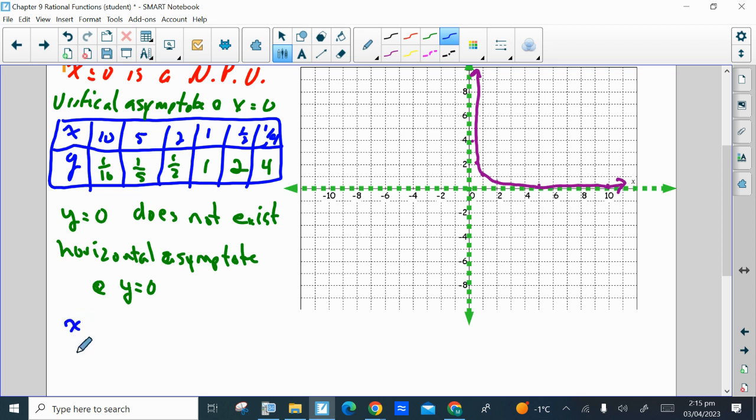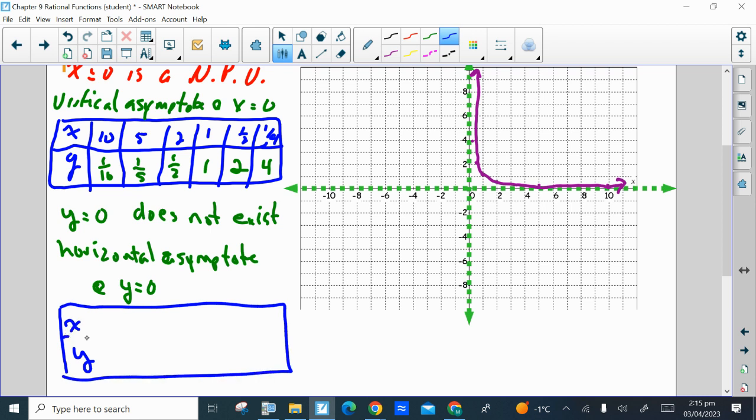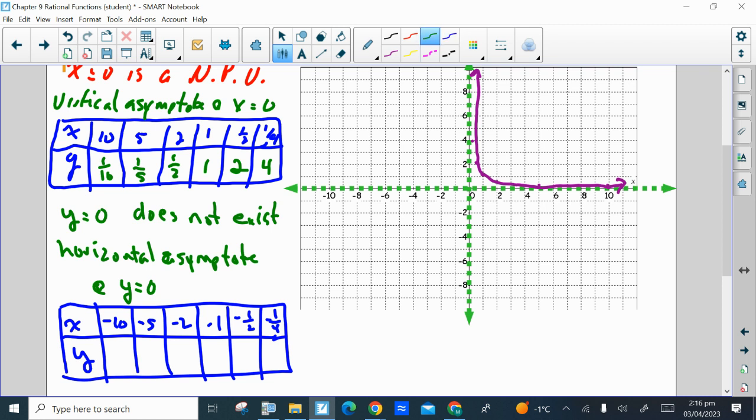So now we can do the same thing when the values of x are negative. Now we're going to approach 0 from the left side, meaning we might start with something like −10, and then −5, and then −2, −1, −1/2, and −1/4. So when x equals −10, remember y is 1 over x. That'll be −1/10, −1/5, −1/2, −1, −2, and −4.